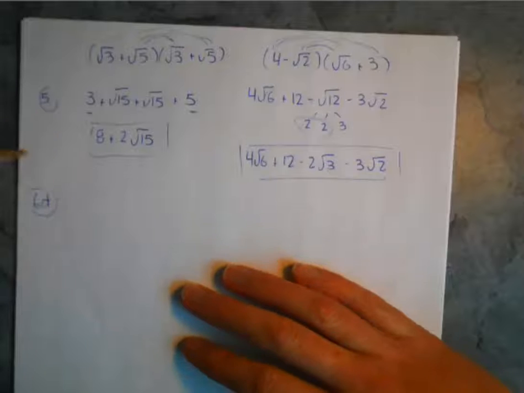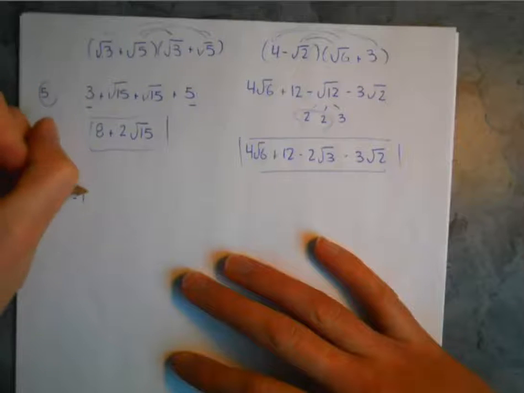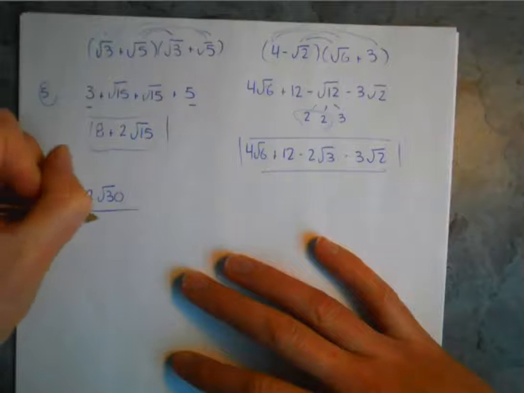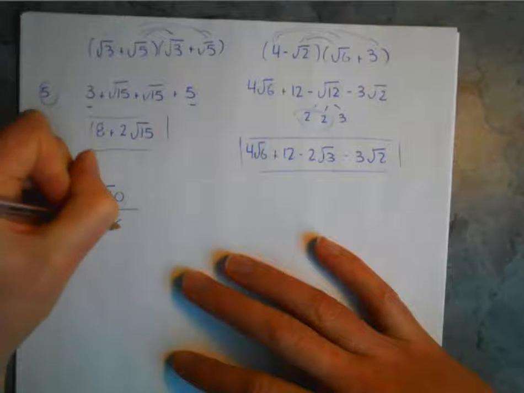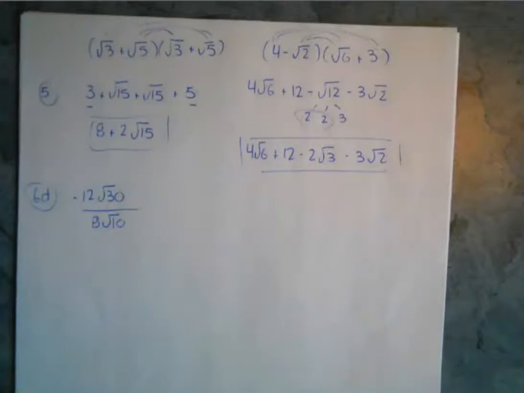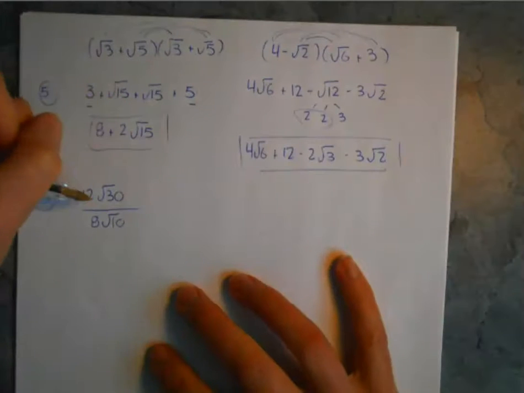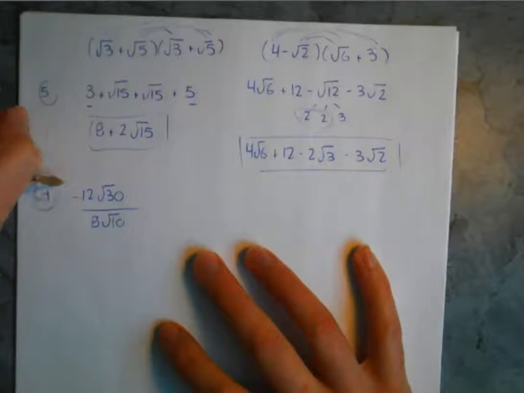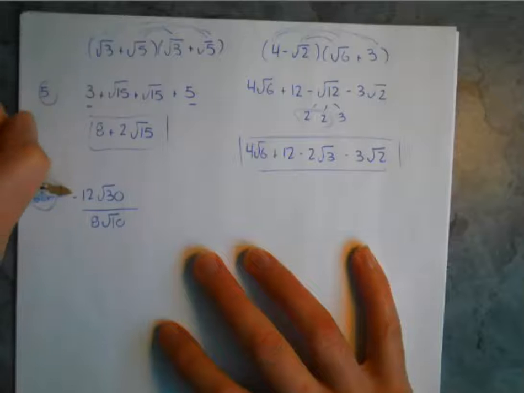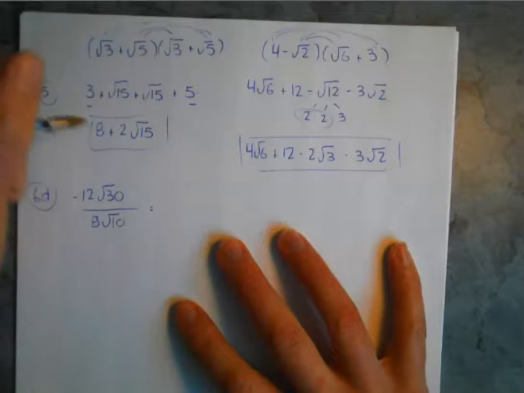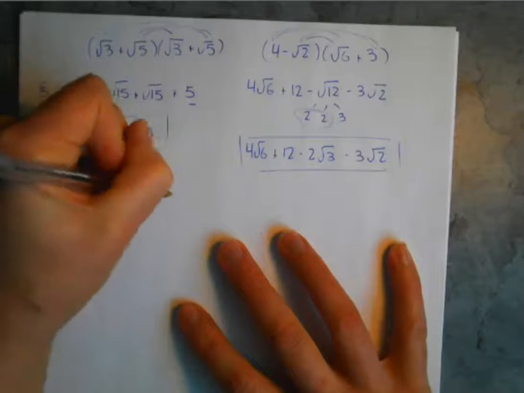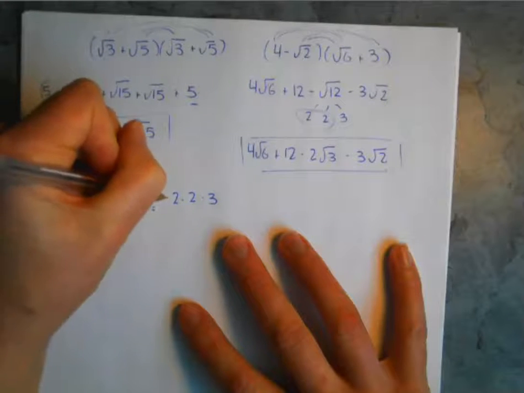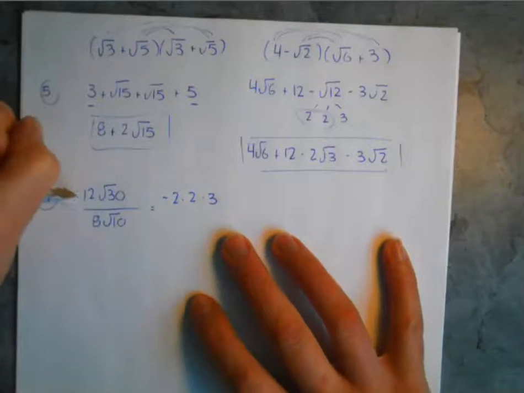Okay, the next one you asked about was 6D. So with 6D we have negative 12 root 30 divided by 8 root 10. And let's see, what were we being asked, just to simplify it. Okay, so basically we want to break everything that we can into factors. So negative 12 is going to be 2 times 2 is 4 times 3 is 12. And we're going to pop a negative in front of there.